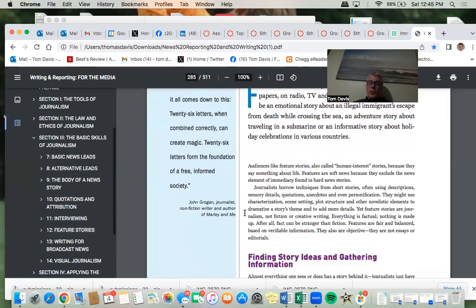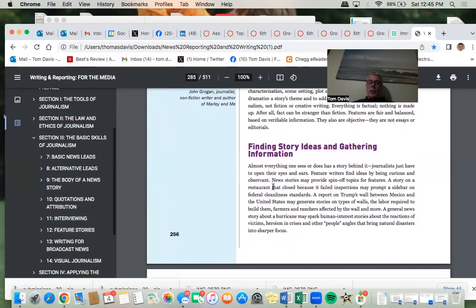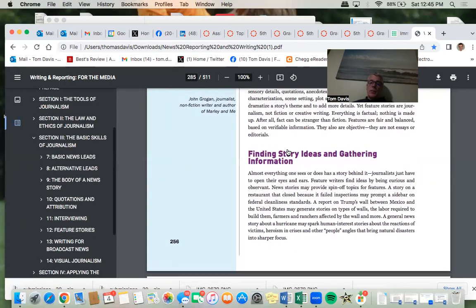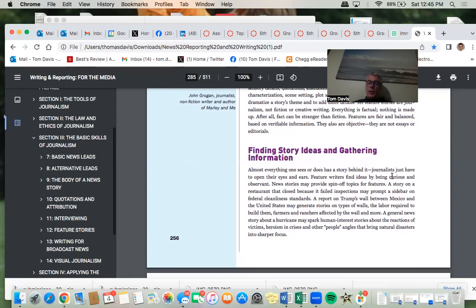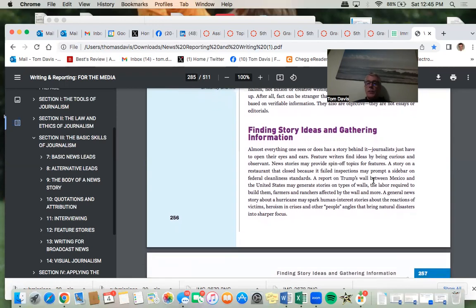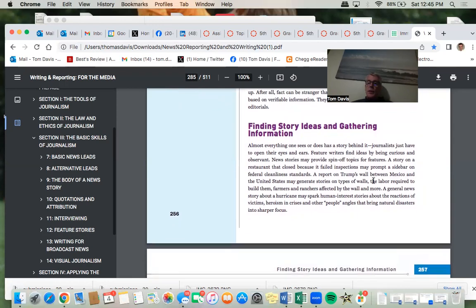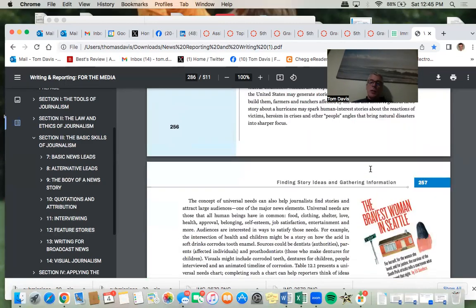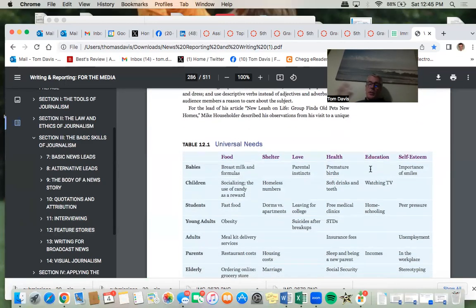There's actually a feature story section. Okay, almost everything one sees, this is chapter 12, has a story behind it. Journalists just have to open their eyes and ears. Feature writers find ideas by being curious and observant. News writers may provide spin-off topics for a feature story. So that's what I was saying before: it's usually a good extension.